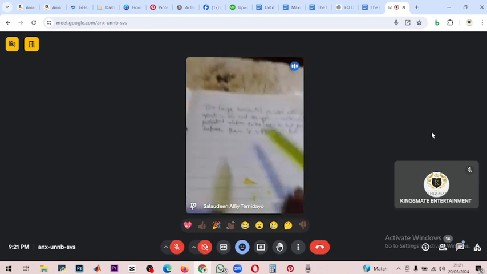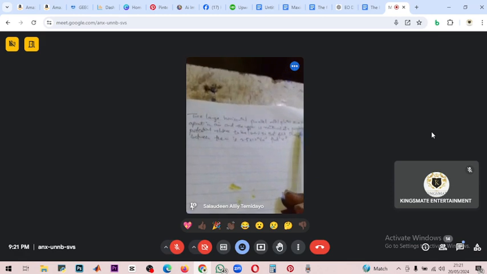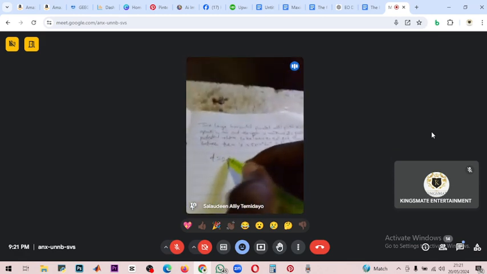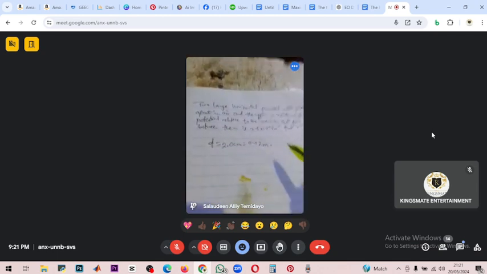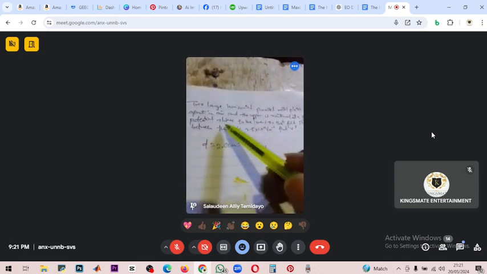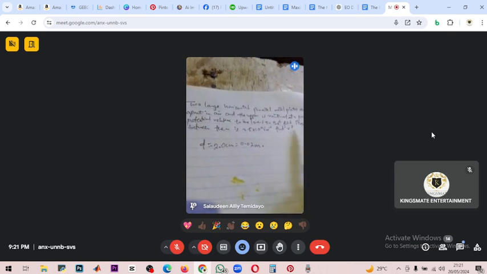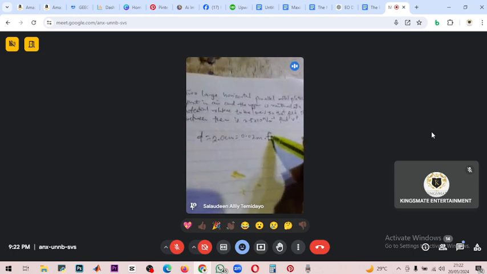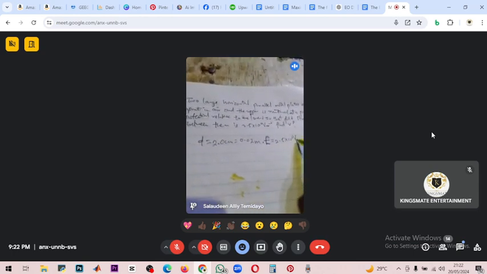So I've written out the question. It says two large horizontal parallel metal plates are 2.0 cm apart. So you already have the distance, 2.0 centimeter. That is 0.02 meters. And the upper is maintained at a positive potential relative to the lower. The lower is negative, upper is positive. So that the field strength between them, that is electric field strength E, is 2.5 times 10 raised to power 5 volts per meter.